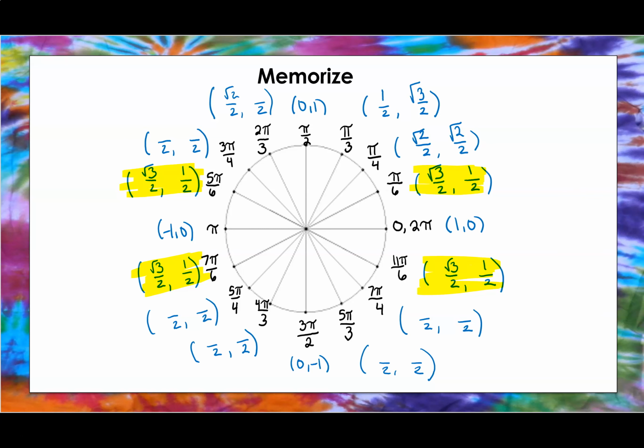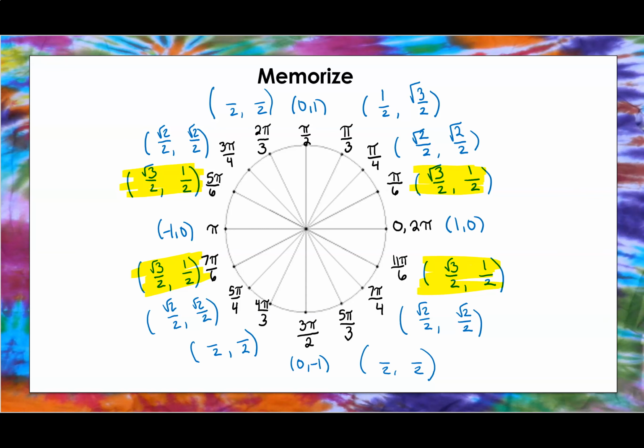Root 2, oopsie, wrong one. Root 2, root 2. Remember, these have to be for your over 4's. Notice how we're over 4 there. All right, so this is going to be root 2 over 2, root 2 over 2.